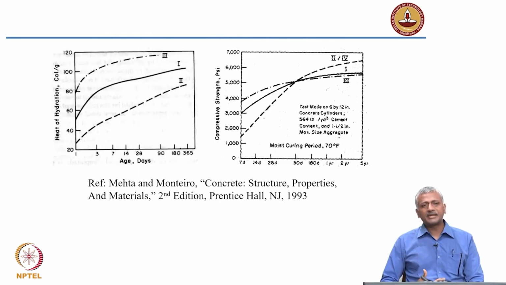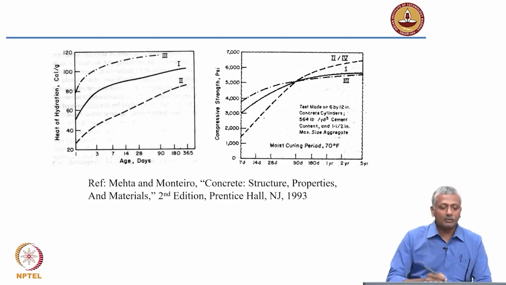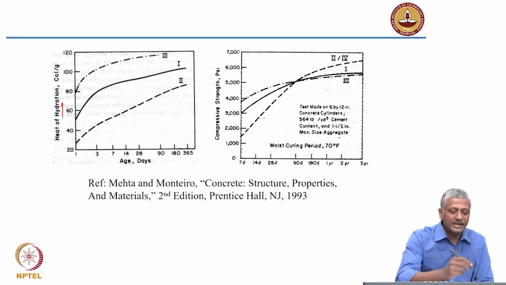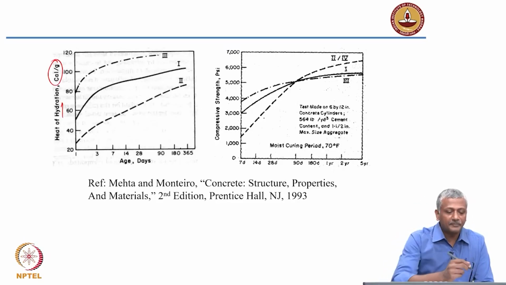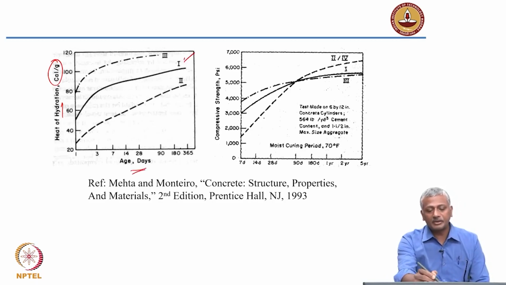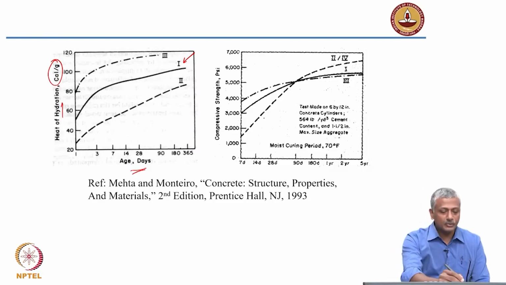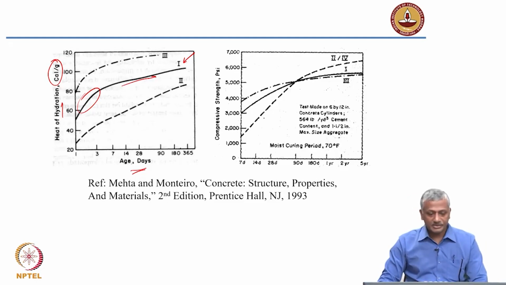This is just some examples of how these cements are affecting concrete properties, from a textbook by Mehta and Monteiro. What is plotted on the y-axis is the heat of hydration, that means how much heat is being evolved in calories per gram, versus age. The type 1 cement, or general purpose cement, evolves quite rapidly in the beginning and then it slows down. The rate of heat evolution slows down later and stabilizes.